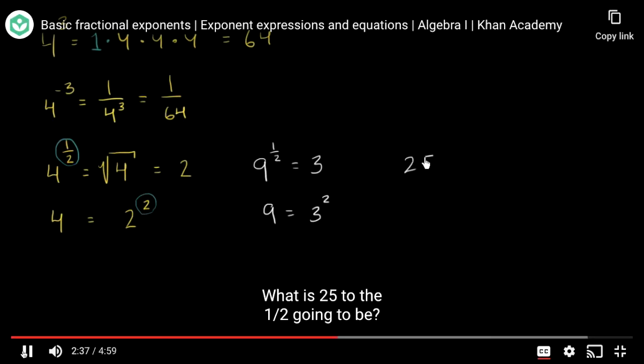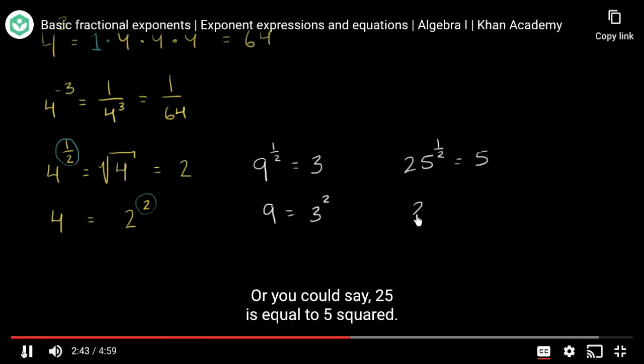Let's do one more like this. What is 25 to the 1/2 going to be? Well, this is just going to be 5. 5 times 5 is 25, or you can say that 25 is equal to 5 squared.